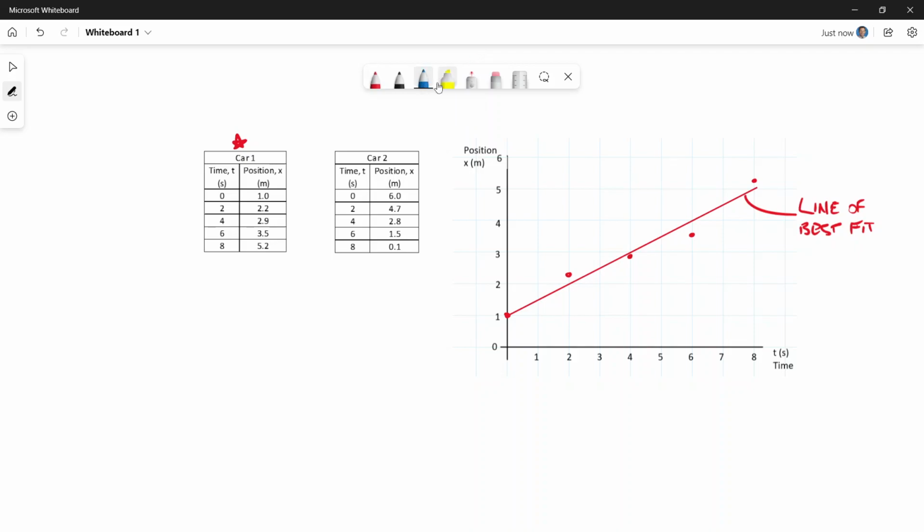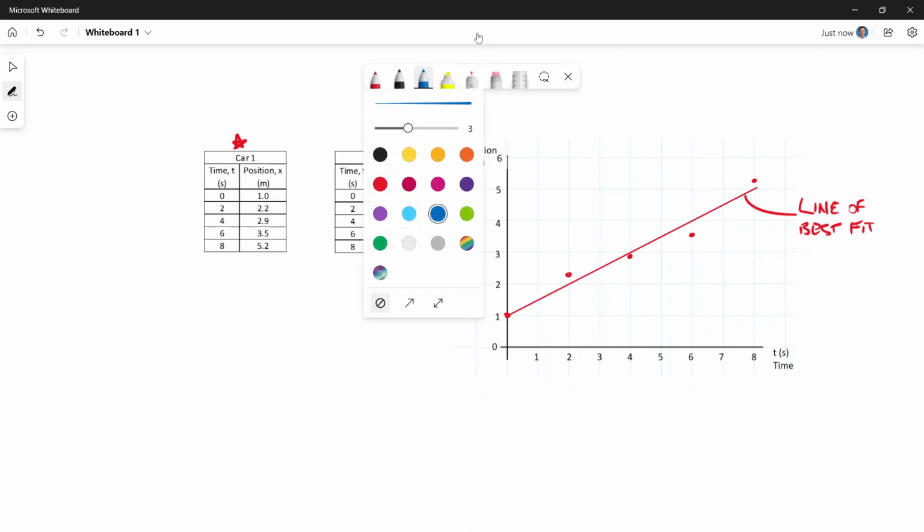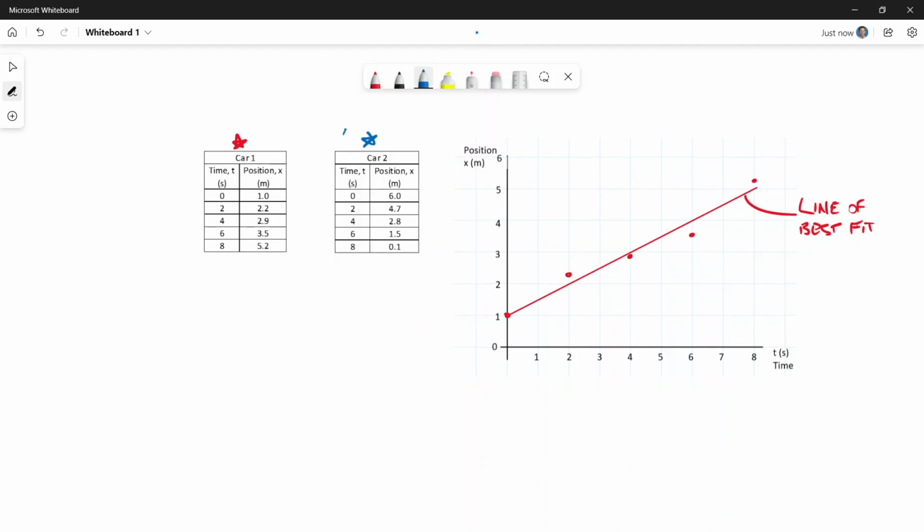Let's go to the second car here. We'll do the second car in blue, and we'll put its data down. We'll color the blue car. At 0 seconds, it's located up here at 6. At 2 seconds, it's now at 4.7. At 4 seconds, it's at 2.8, so just under that dot. At 6 seconds, it's at 1.5. And at 8 seconds, it's just above 0 at 0.1.